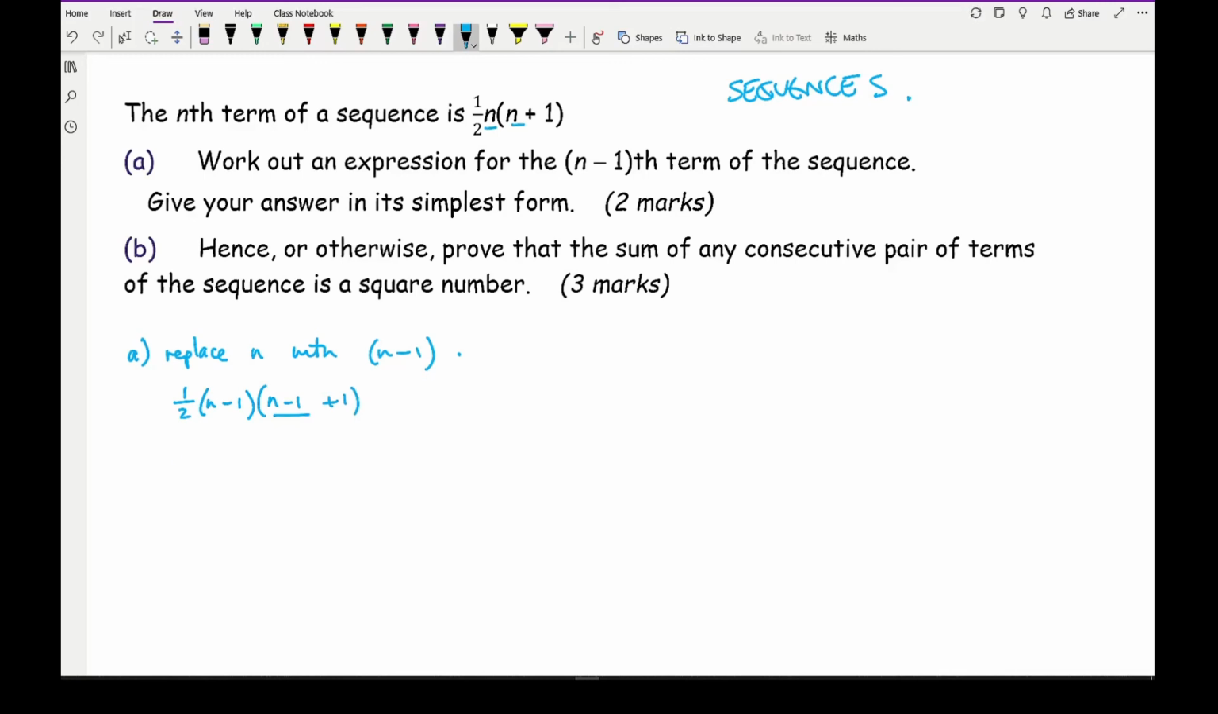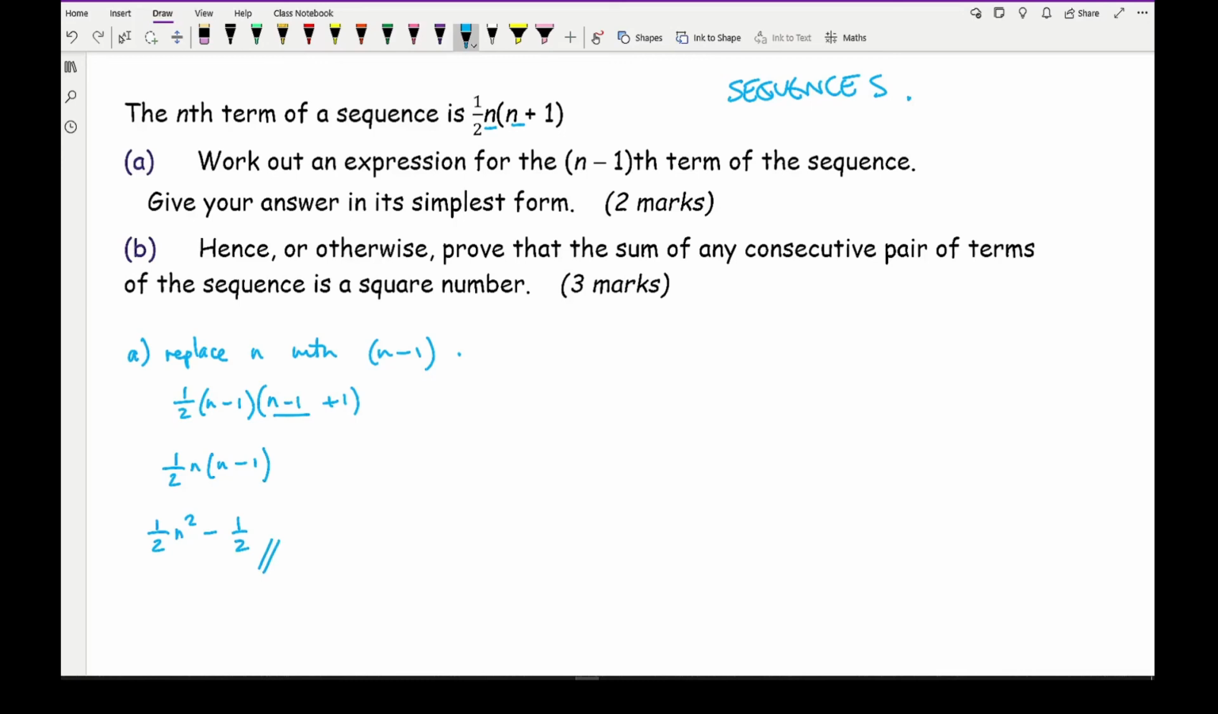So what I now need to do is go on to simplify this, which ends up looking like this. And then I can expand out the brackets, in which I get a half n squared minus a half. And there is my final answer for part A. The next question then says, hence or otherwise prove that the sum of any consecutive pair of terms of a sequence is a square number.